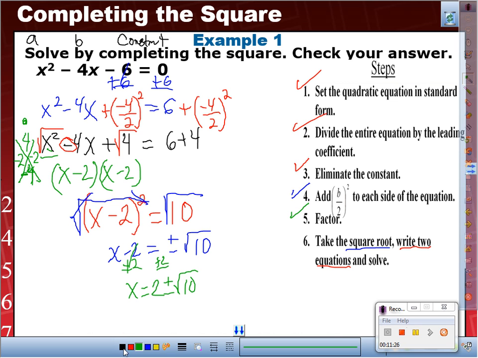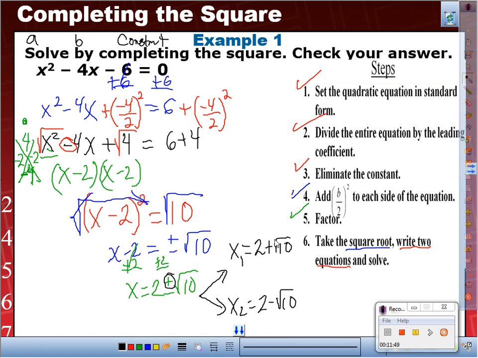Now let's write our 2 equations. My first root is 2 plus square root of 10. Do you guys see that? There it is. What is my second one? X sub 2 is 2 minus square root of 10.